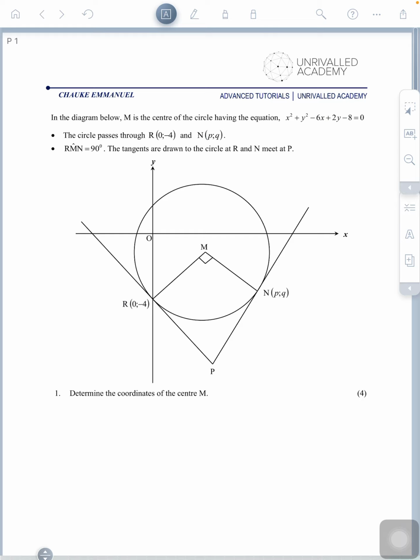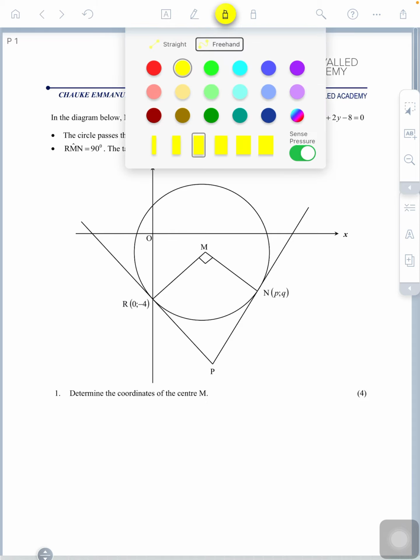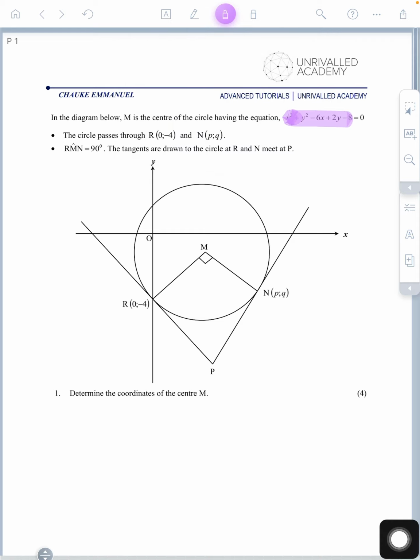Let us read. In the diagram below, M is the center of the circle having the equation. So now what they are giving us is the equation of the circle, so I'm going to highlight that equation of the circle. It is given as such. Now there are 2 points to really pay attention to as well, and that is the circle passes through R and N, where R is (0, -4) and N is (P, Q).